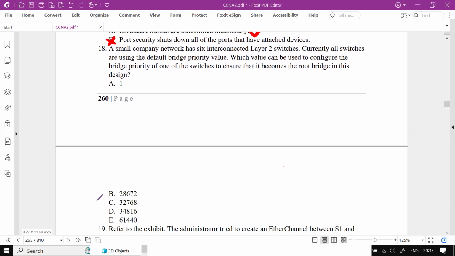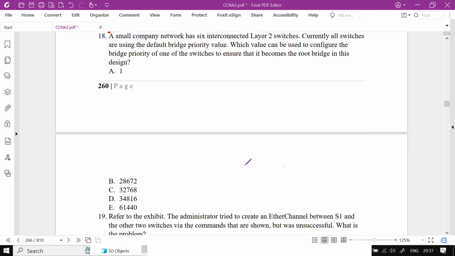Question 18: a small company has 6 interconnected layer 2 switches. Currently, all the switches are using the default bridge priority value, 32768. Which value can be used to configure the bridge priority of one of the switches to ensure it becomes the root bridge in this design? Which value can be used? Those are what I want to discuss.